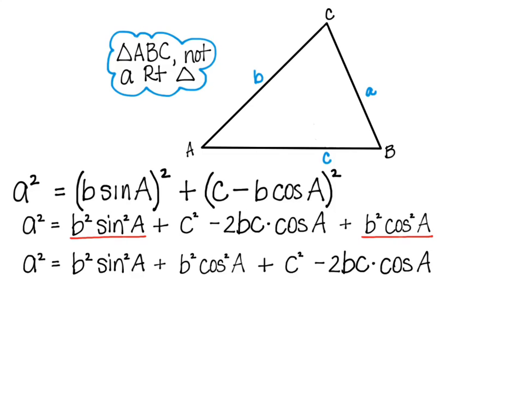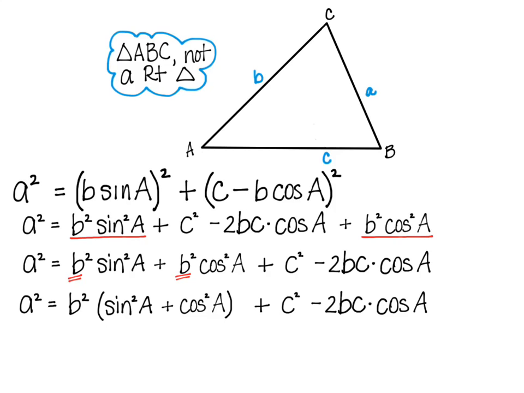So I'm going to rewrite those where they're next to each other. And I just put the c squared minus 2bc at the end of that. And since they both have a b squared, I'm going to factor out the b squared and write that with parentheses. And so I have a squared equals b squared times the quantity sine squared A plus cosine squared A plus c squared minus 2bc cosine A.